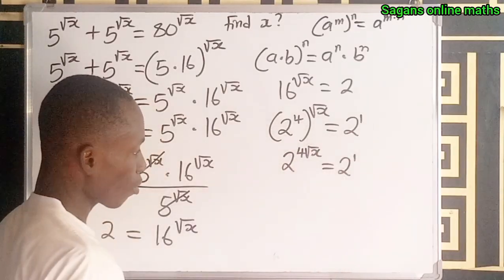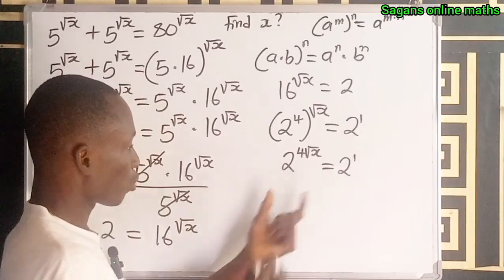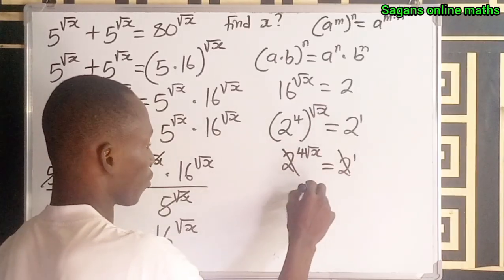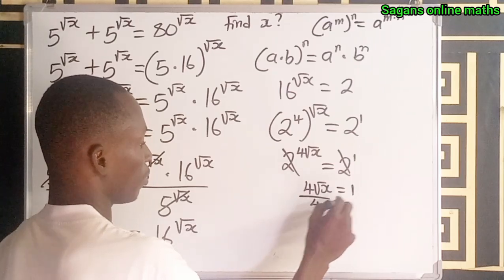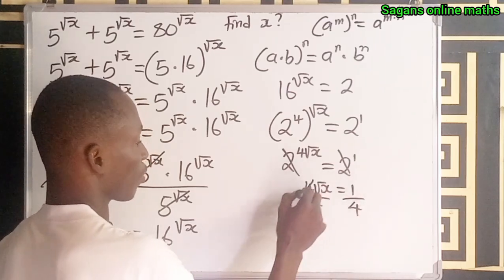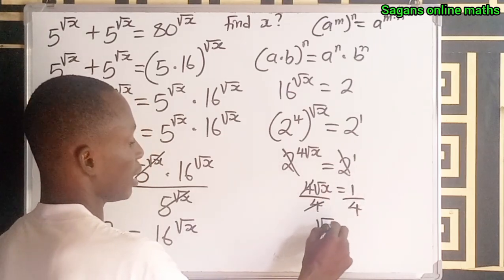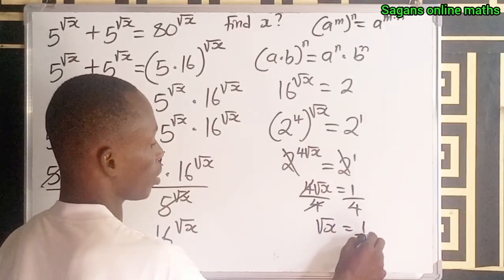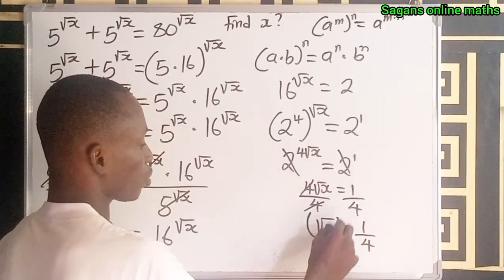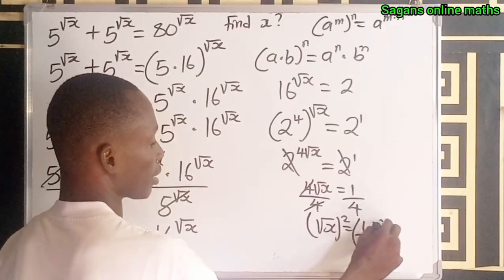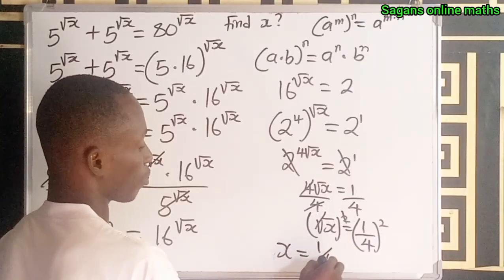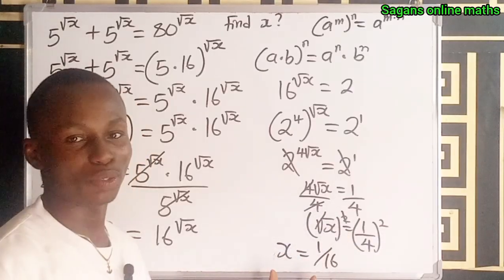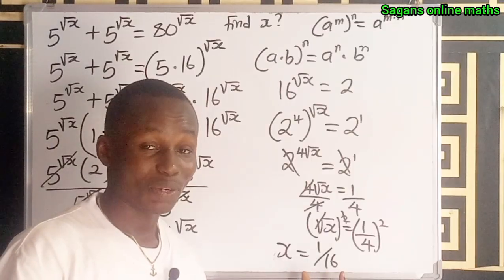Alright. Now the bases are the same. We can do without them and equate the powers. So you have that 4 root x is equals to 1. If we divide here by 4 and divide here by 4, 4 cancels out 4. We see that root x is equals to 1 divided by 4. Let's square both sides so that I can have the value of x. This cancels out this. We see that x is equals to 1 divided by 16. And this is a beautiful solution to this particular question.